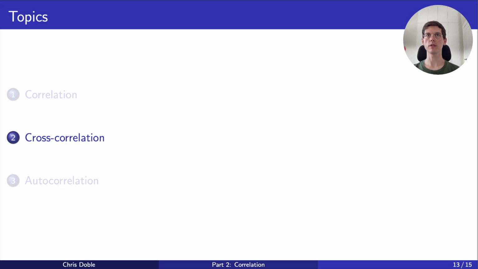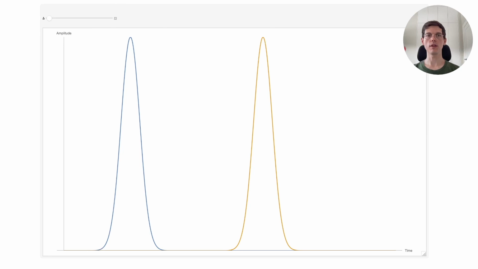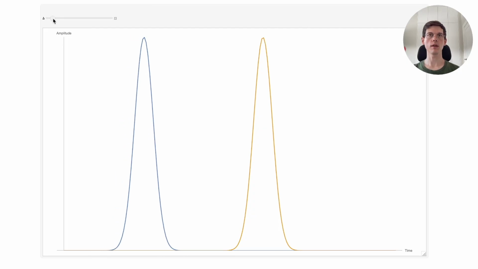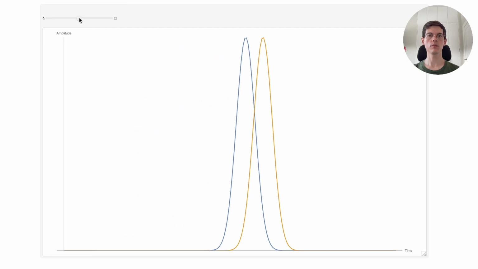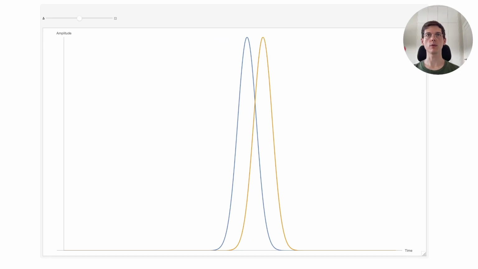We'll start with another example. What do you think is the correlation of these two signals? They look very similar, but they're not aligned in time. When one is positive, the other is 0, so their product is always 0, and their correlation is 0. However, if we were able to shift one in time so that there was some overlap, then they would have a non-zero correlation.